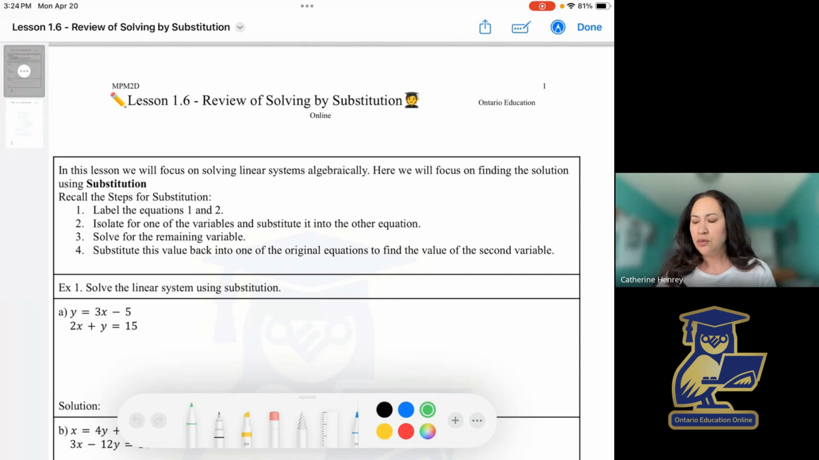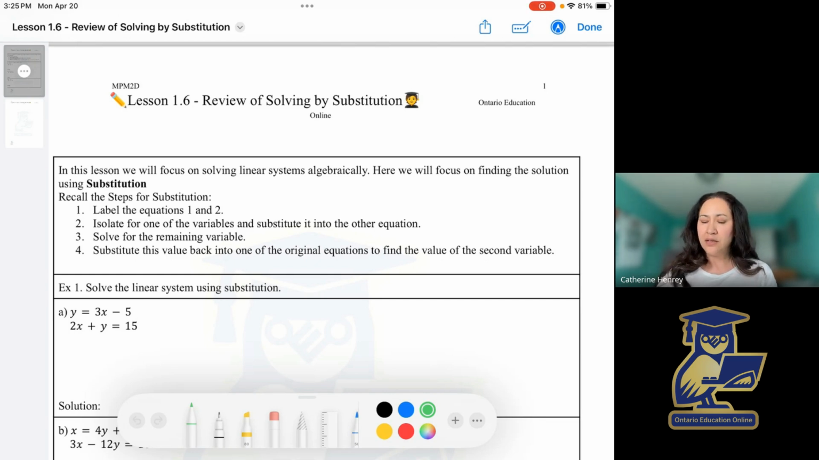So just to review, in order to solve by substitution, you want to start with a few steps. Number one, label the equations. I usually like to start with labeling them 1 and 2. Isolate for one variable and then substitute that variable into the other equation. You solve for the remaining variable, and then you substitute that back into one of the first equations. It actually doesn't matter which one you use in order to find the second coordinate.